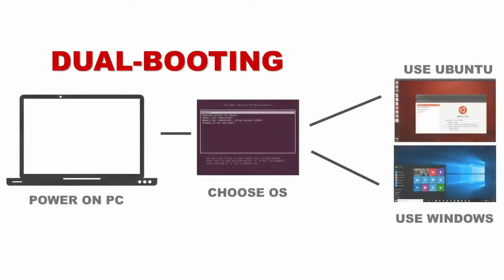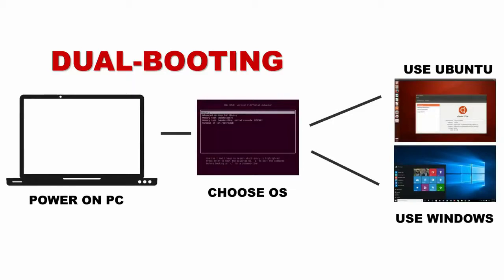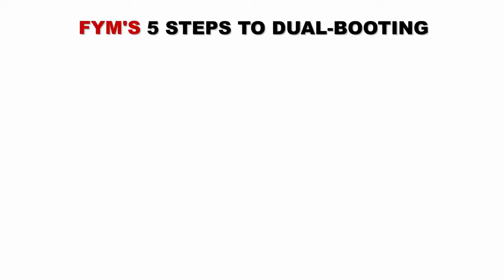The installation method in this video is typically referred to as dual booting, meaning that when you turn on your PC, you will be able to choose between two operating systems that are both installed on your hard drive when your PC starts. These are the 5 steps involved, which we will cover in greater detail.